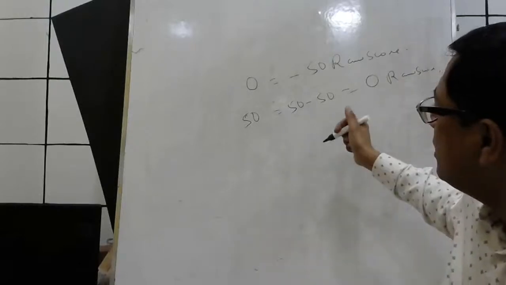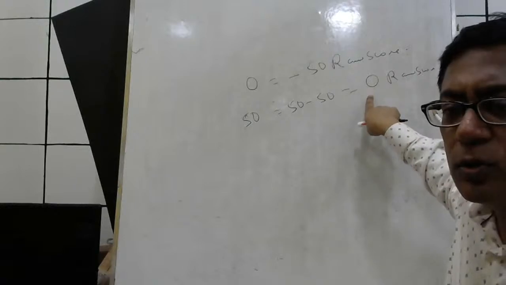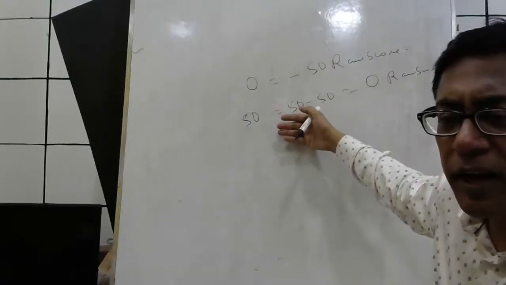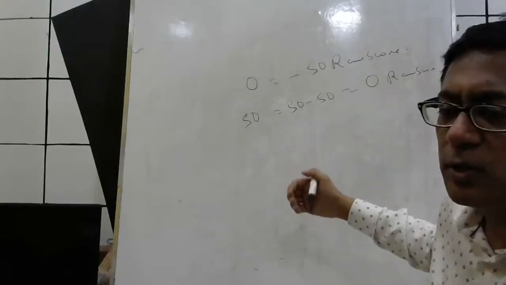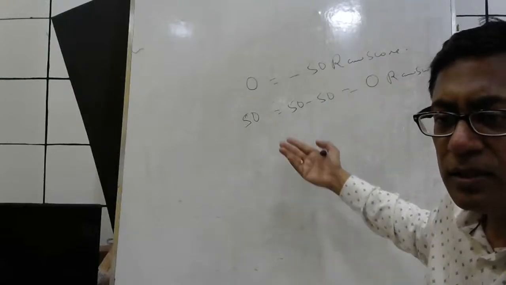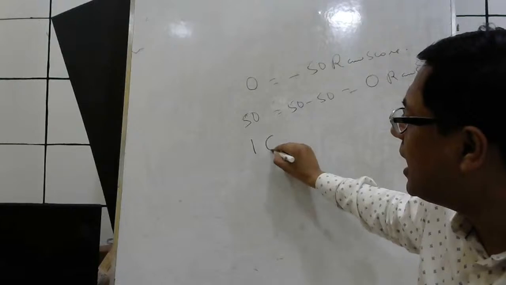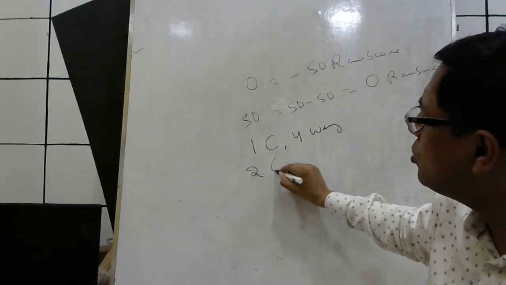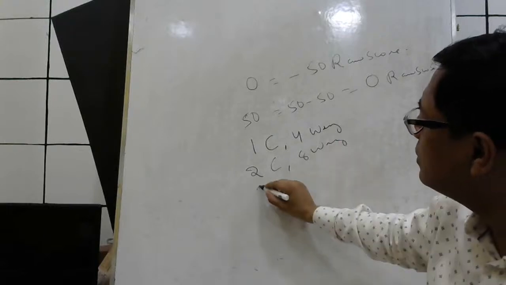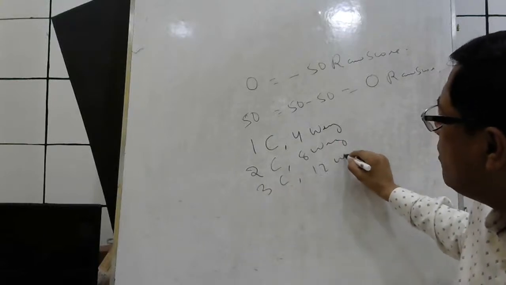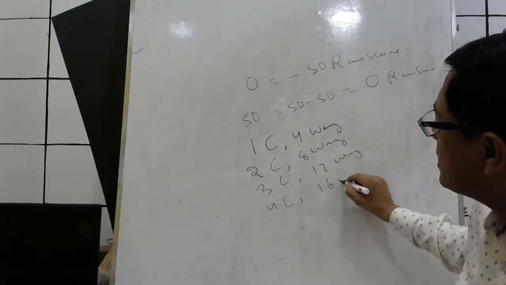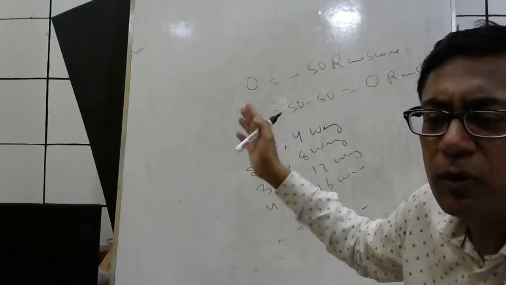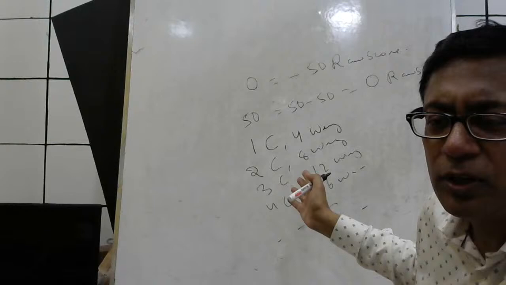Now if you see, to get raw score of 0, this would be your answer. Reason being, there are many ways of getting 0. One way of getting 0 is you don't attempt any question. Second way of getting 0 is 1 correct, 4 wrong, 2 correct, 8 wrong, 3 correct, 12 wrong, 4 correct, 16 wrong, and so on. So you know that there are a number of ways. I have not calculated how many ways, but there are many more ways.